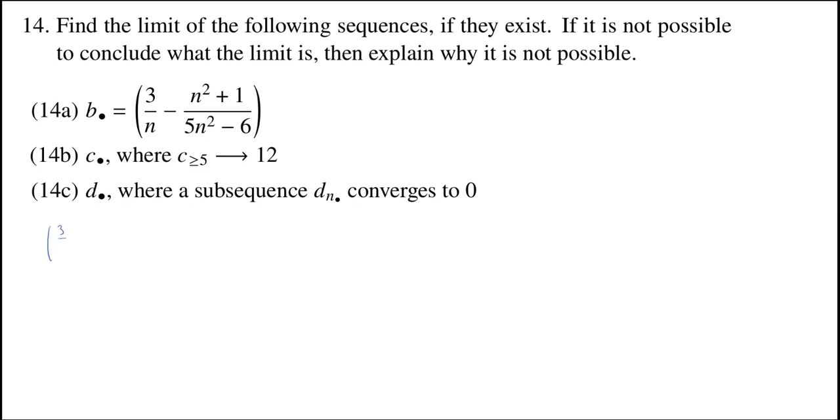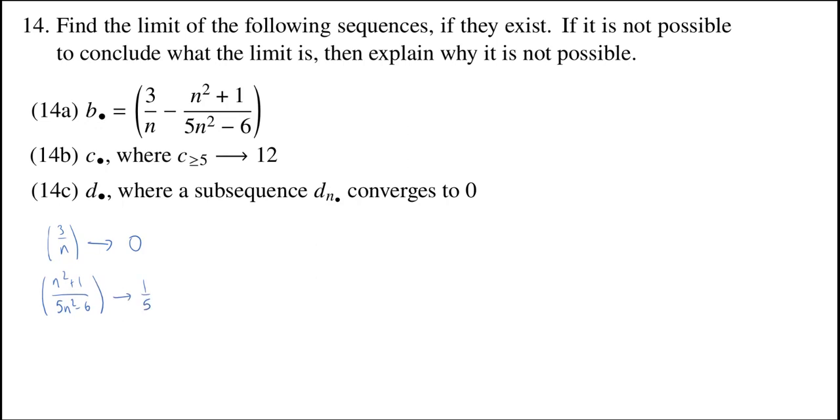The sequence 3 over n, well, we've seen this several times before in the class. As n goes to infinity, 3 over n goes to 0, so that part exists. All right, how about the more complicated looking part? So this is (n squared plus 1) over (5n squared minus 6). You may recall a little rule we talked about: if the numerator and denominator of a rational function, when we're talking about a sequence here, have the same degree, then all you have to do is look at the coefficients of the highest degree, and the ratio of those coefficients will be the limit. So we should suspect this goes to 1/5.